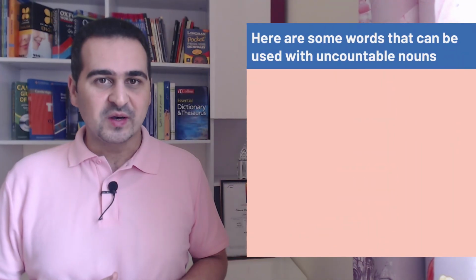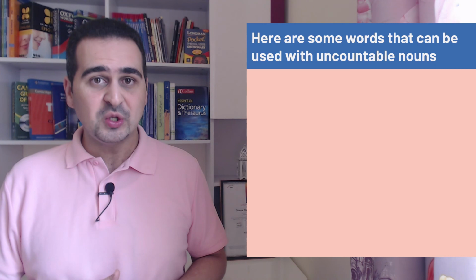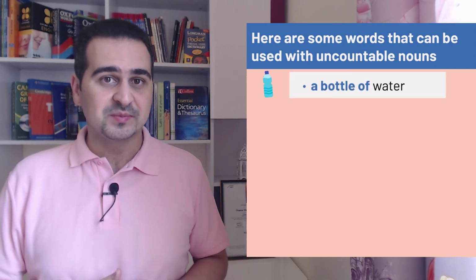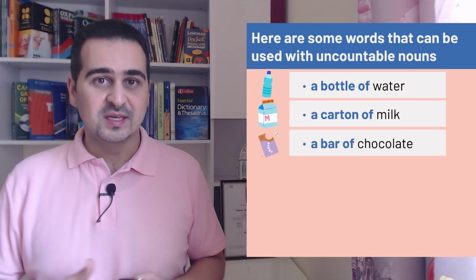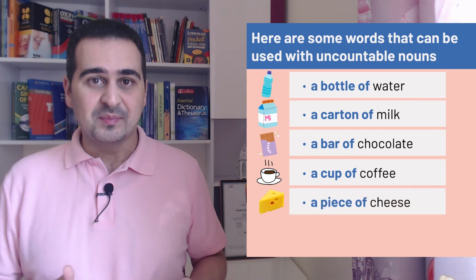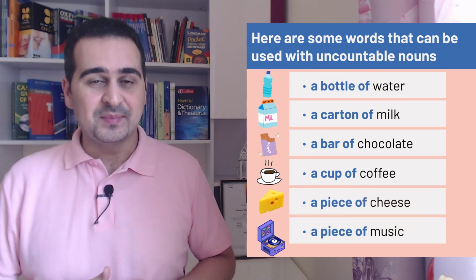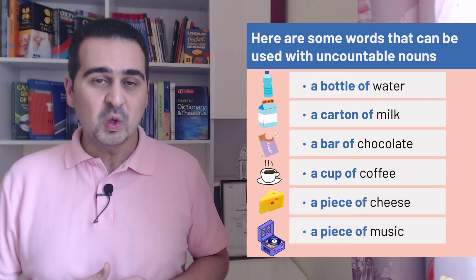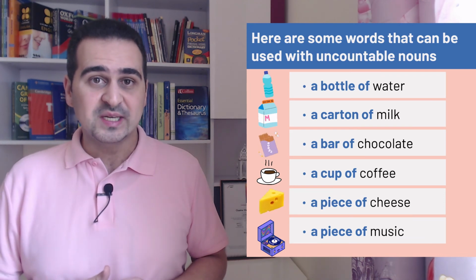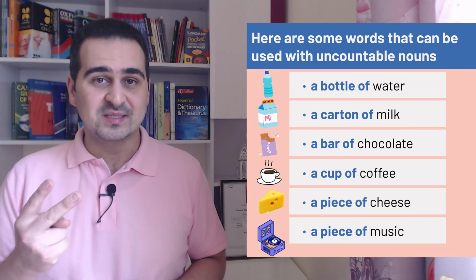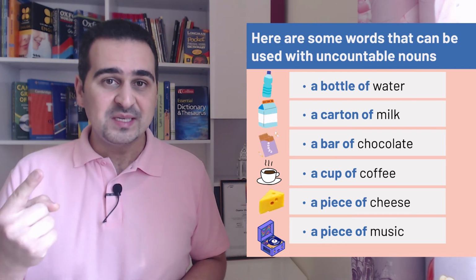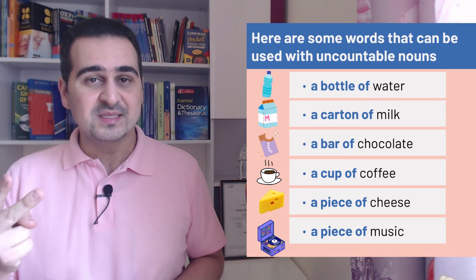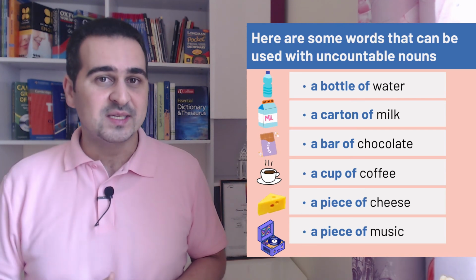In addition to the quantifiers, there is a group of words that we can use with uncountable nouns. For example, a bottle of water, a carton of milk, a bar of chocolate, a cup of coffee, a piece of cheese, and a piece of music. So if you want to count them, you can say, for example, 2 pieces of cheese, 3 pieces of cheese, a piece of music, 2 pieces of music, and so on and so forth.